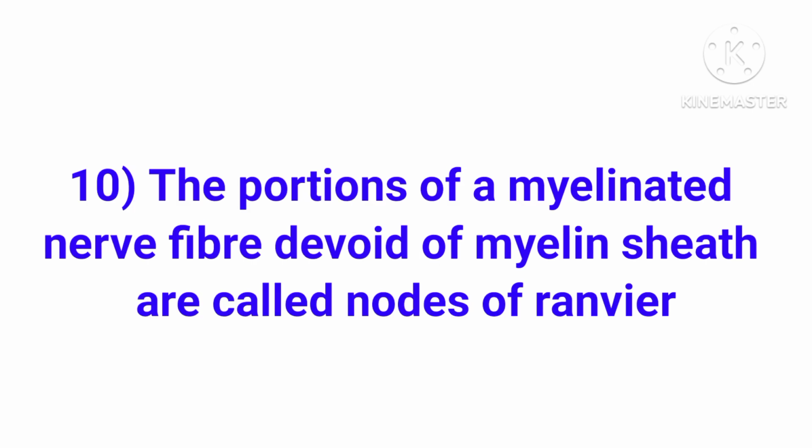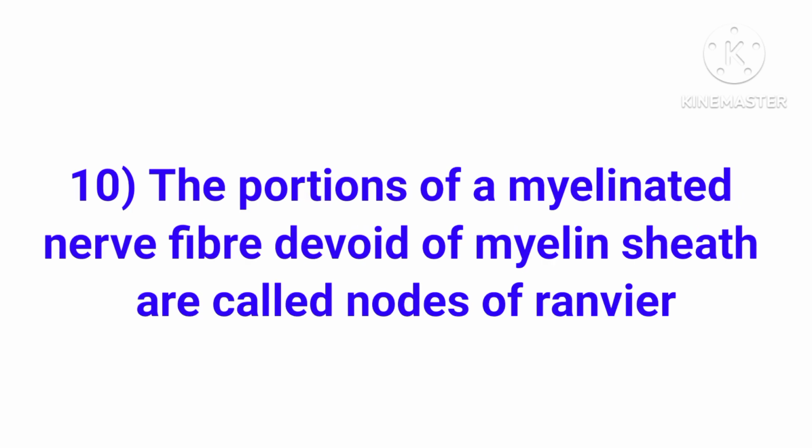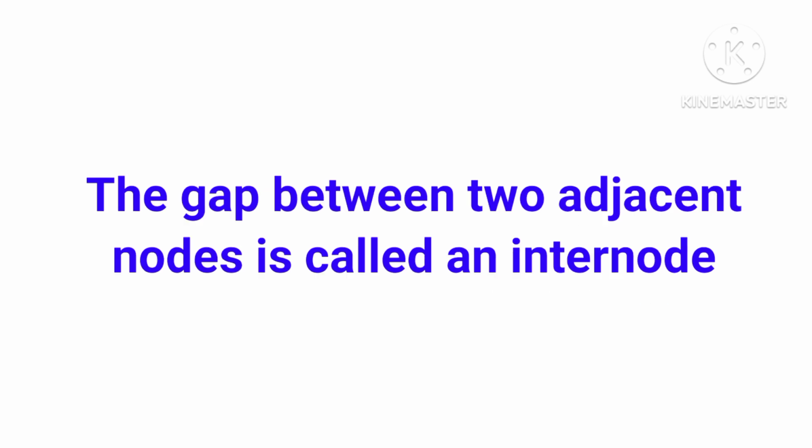The portions of a myelinated nerve fiber devoid of myelin sheath are called nodes of Ranvier. The gap between two adjacent nodes is called an internode. Nodes of Ranvier means the nodes of Ranvier are the gaps between myelin sheath. Internode is the portion of a nerve fiber between two nodes of Ranvier.